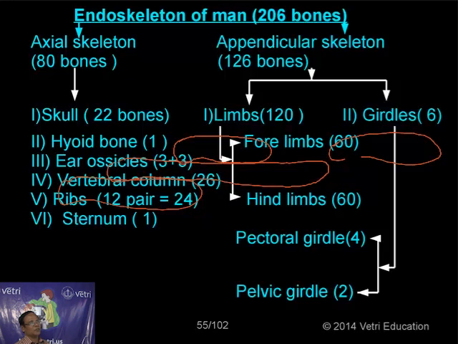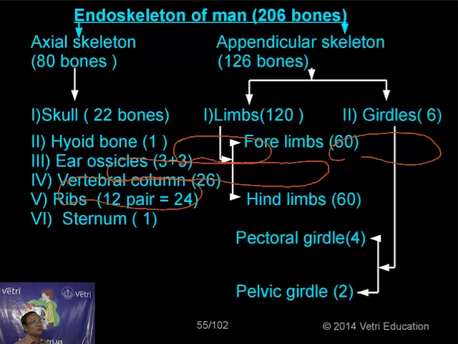One, the skull, which is formed of 22 bones, including both the cranium and the face. And the hyoid bone, which supports the tongue. Just below the tongue we have a horseshoe-shaped bone called the hyoid bone. Then the vertebral column in adults is formed of 26 bones. Then we have the rib bones, 12 pairs. In addition, we have the breastbone, the sternum.